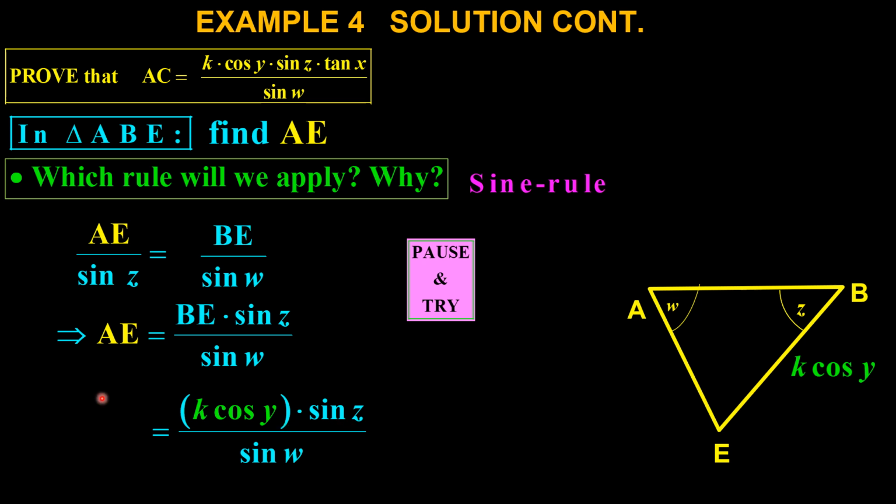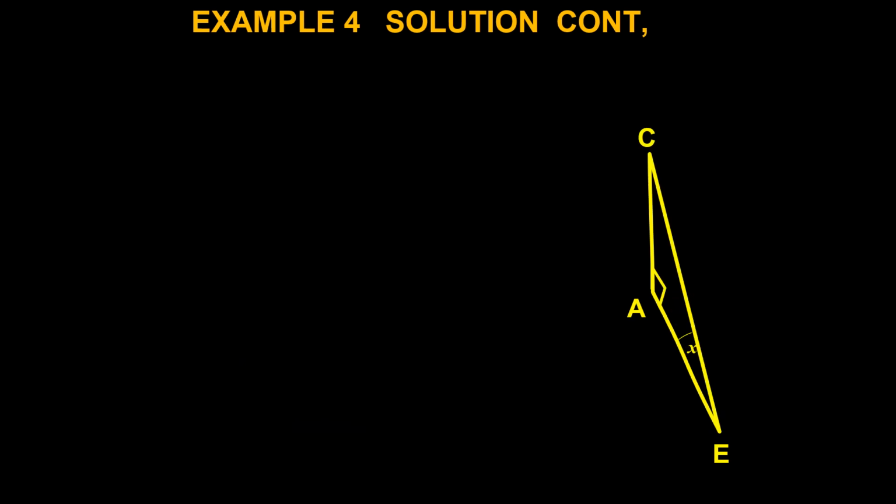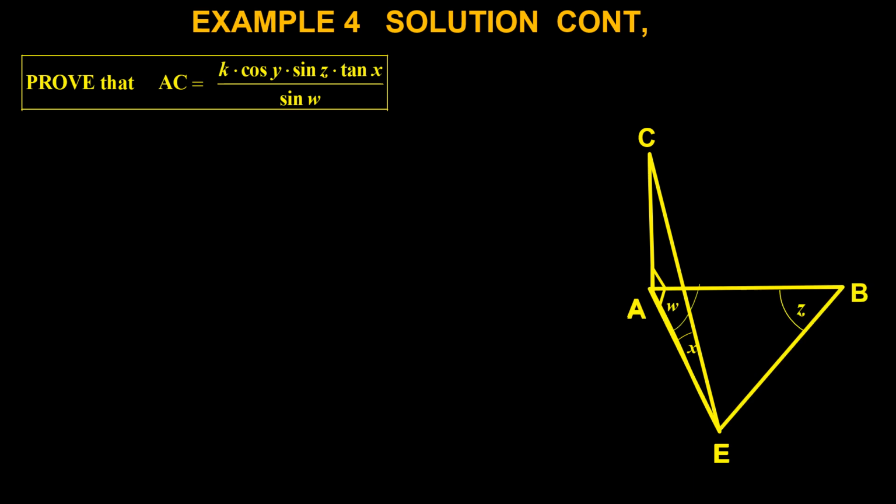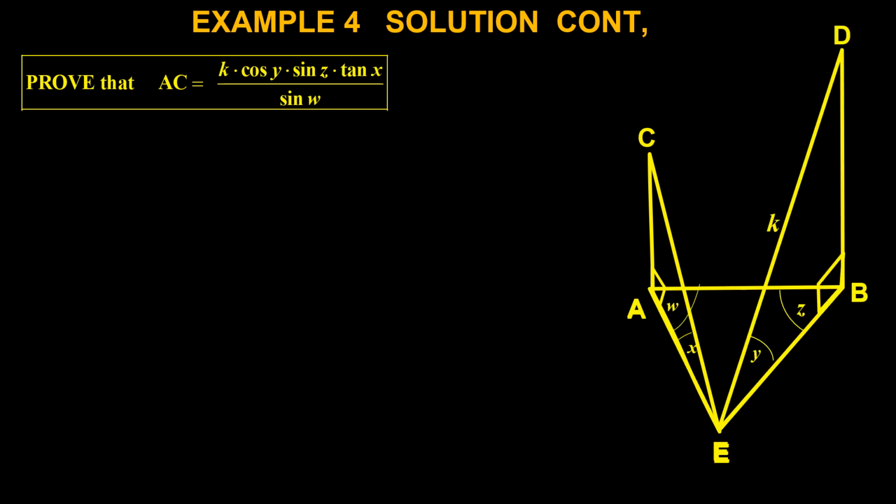So there I've got the length of AE, which is K cos Y sine of Z over sine of W. So now I've calculated AE. Okay, there's our diagram, and that's our question, right? We want to find AC. We already worked out BE, and then we worked out AE. Now we're ready to work out AC.